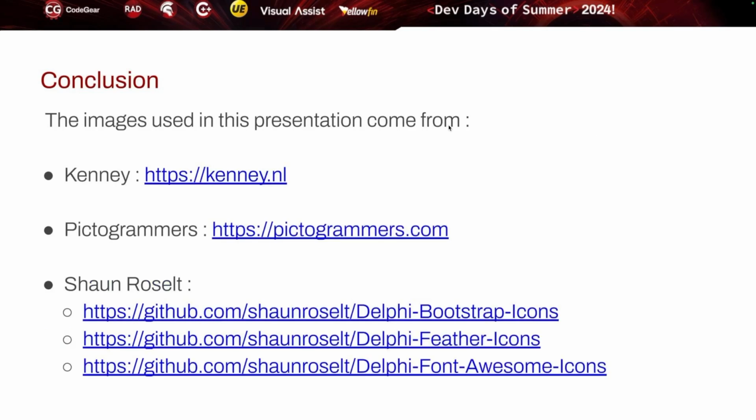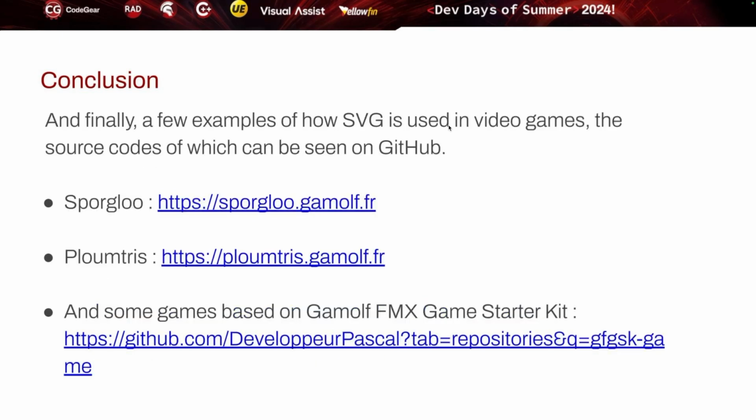Here are the images, Kenny, for some of the game assets. Pictogrammers, which has a lot of SVG icons available for free with an open license, and the repositories from Sean Roselt with numerous icons available in GitHub. Here are some uses of these components, libraries, and others in my games.